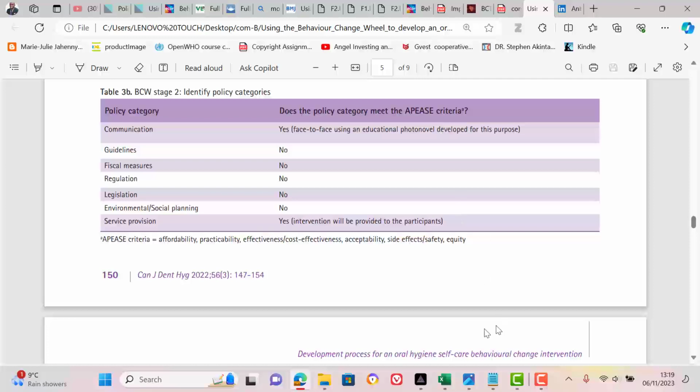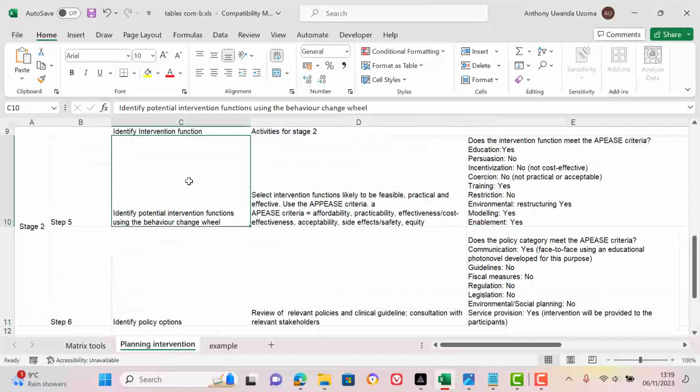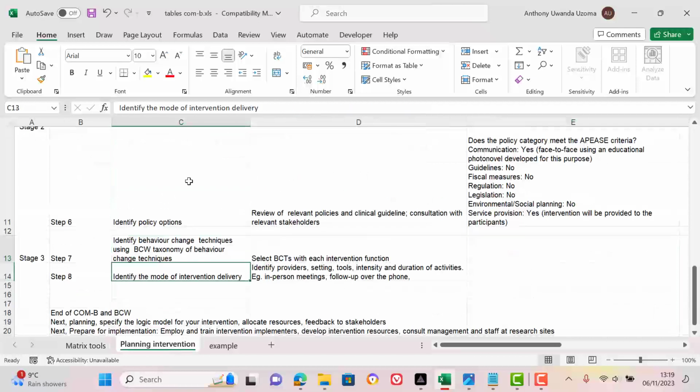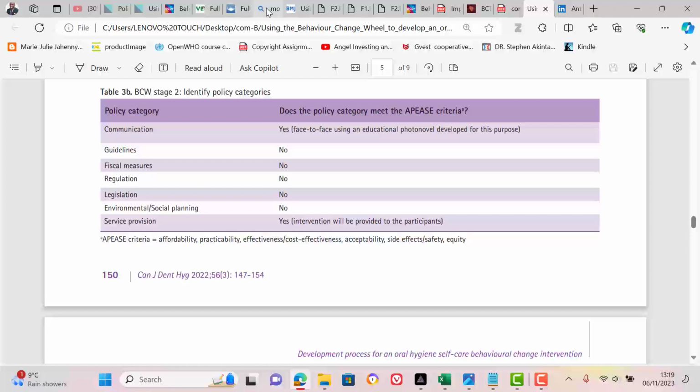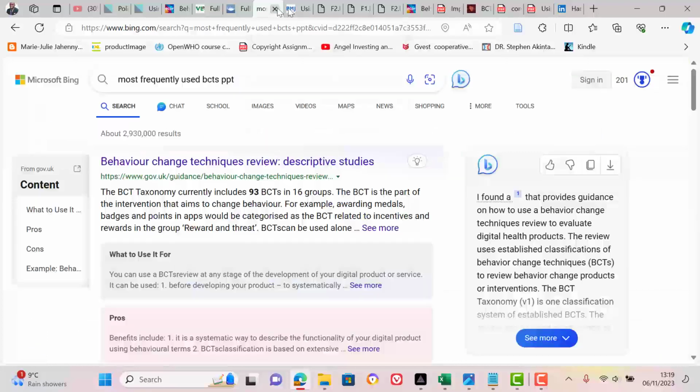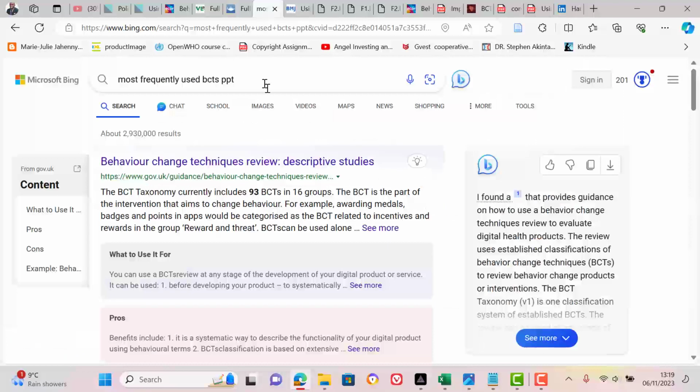All right. So having done that, we have done this. The next one is we now identify the behavior change techniques. So for us to identify the behavior change techniques, I told you, just download. I think we have more than. Let me just check. So just download the behavior change techniques.